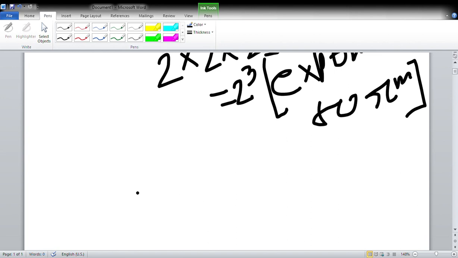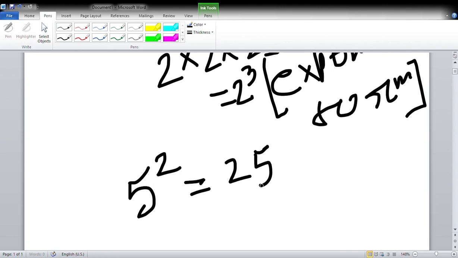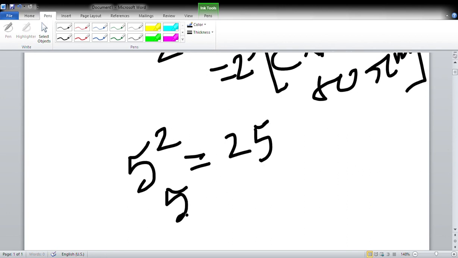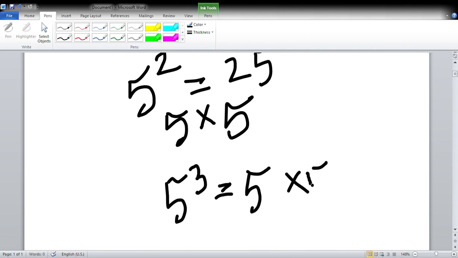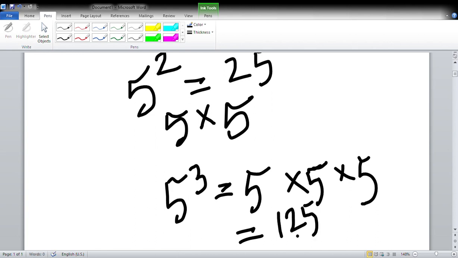Suppose we write 5 to the power 2, that is 25. That means 5 to the power 2 means we have to multiply 5 by 2 times. If you write 5 to the power 3, if you multiply 5 three times, 5 multiplied by 5 multiplied by 5, it will come to 125. So simply it is written in the exponential form, right?